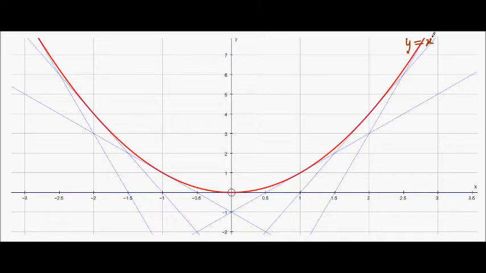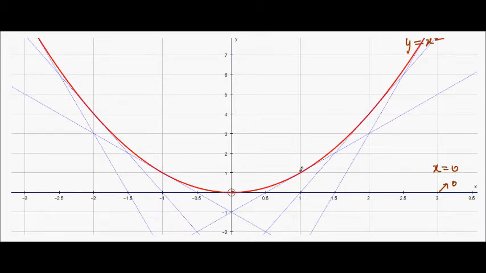There are some tangents drawn over there at different points on the curve. You can see at this point the tangent is horizontal, which is parallel to the x-axis. Therefore the slope of this line is 0. So at x is equal to 0, the slope is 0.